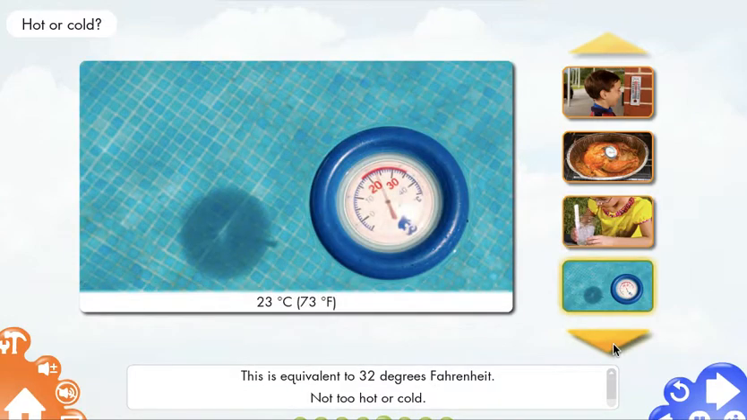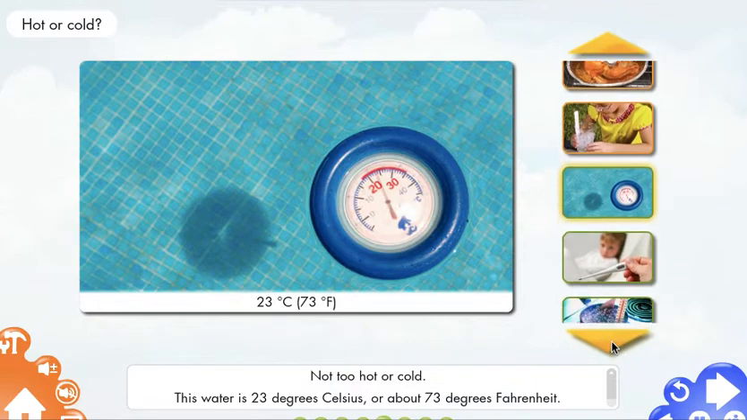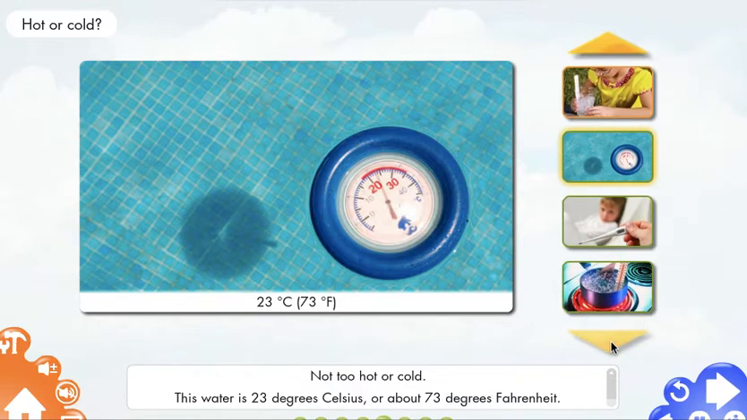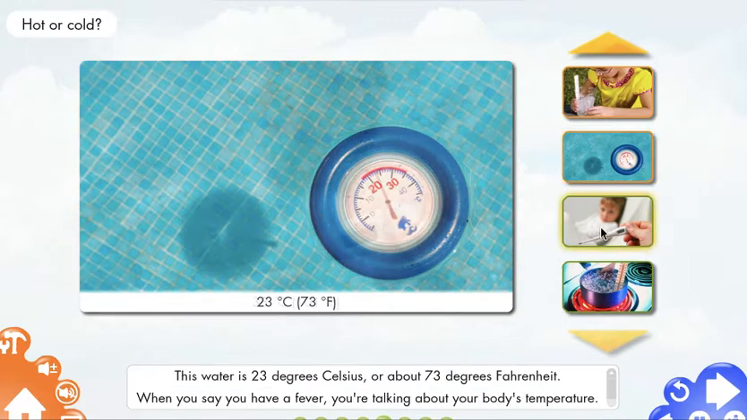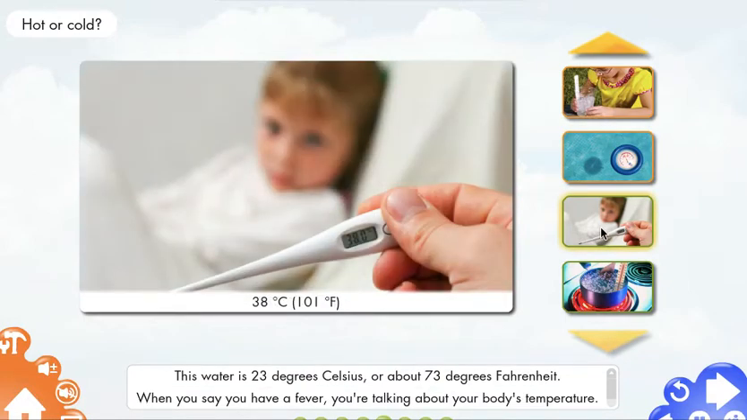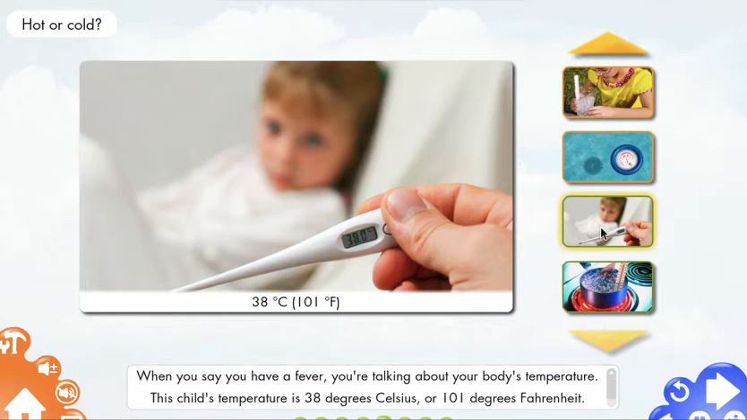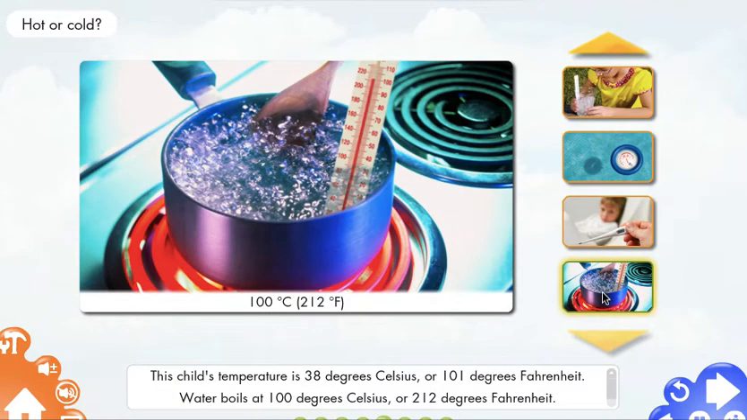Not too hot or cold. This water is 23 degrees Celsius, or about 73 degrees Fahrenheit. When you say you have a fever, you're talking about your body's temperature. This child's temperature is 38 degrees Celsius, or 101 degrees Fahrenheit. Water boils at 100 degrees Celsius, or 212 degrees Fahrenheit.